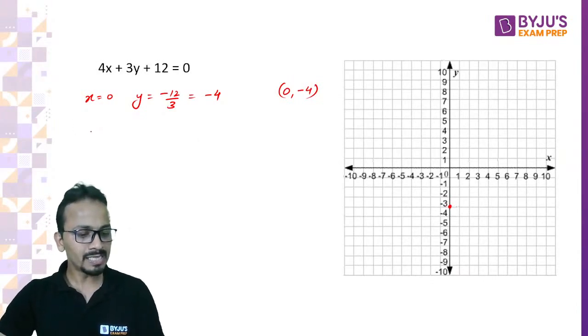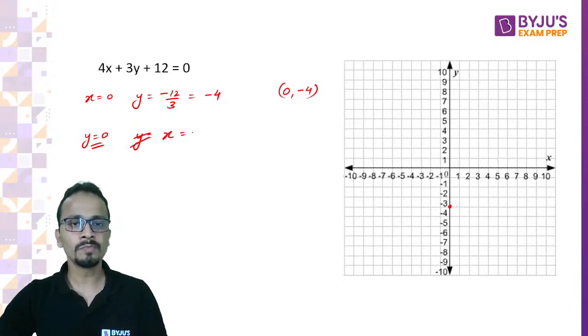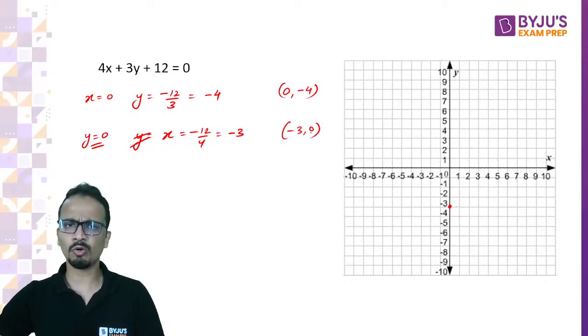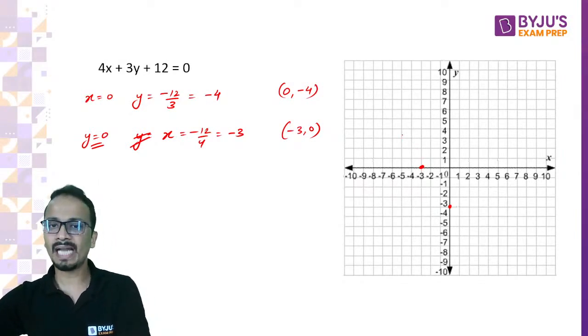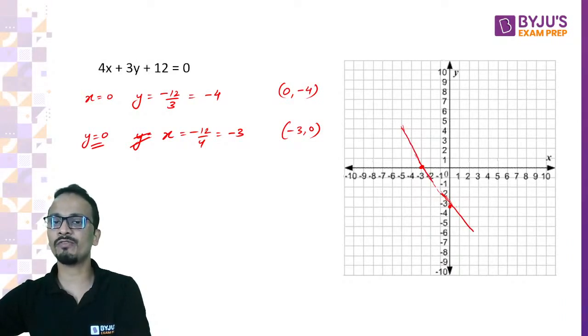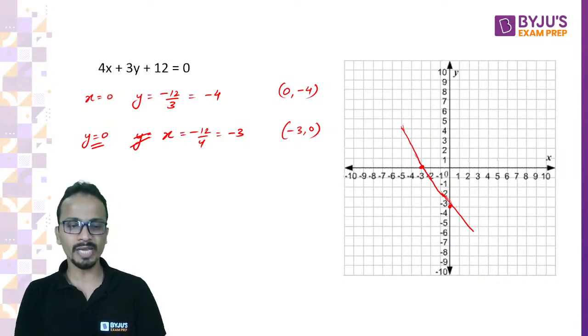Now to obtain the second point, I'll put y as 0. Substituting y as 0, the value of x will be equal to minus 12 upon 4, and that is equal to minus 3. So the point here will be minus 3 comma 0. This point will lie on the x axis on the left hand side of the origin. This is the other point through which the line will be passing. Now I can draw a straight line passing through these 2 points, and this is the graph of the linear equation we are talking about, 4x plus 3y plus 12 equal to 0. So this is the straight line for this particular equation.